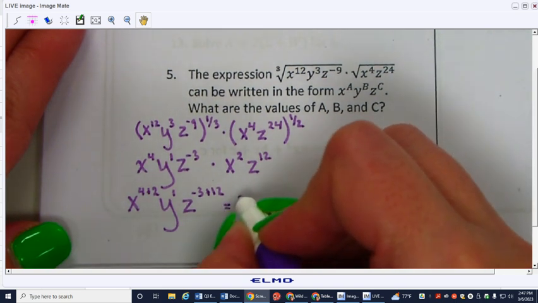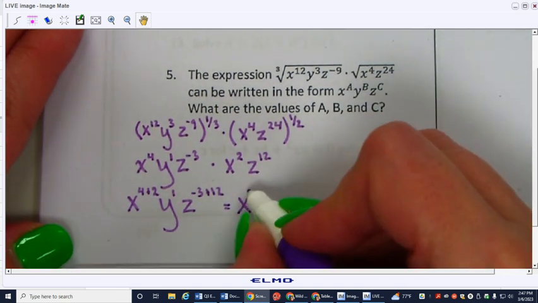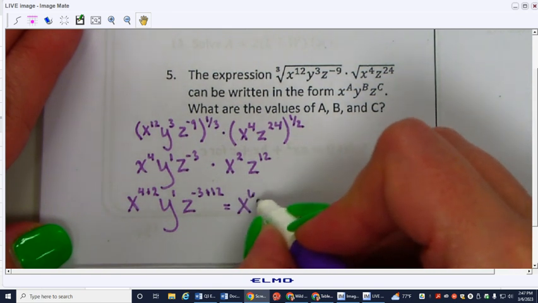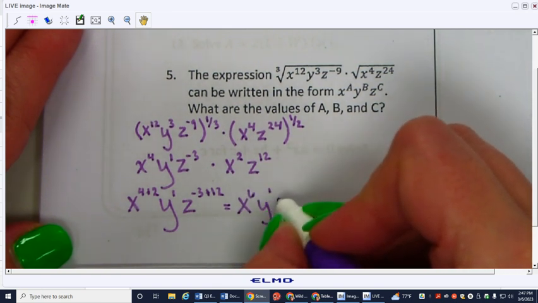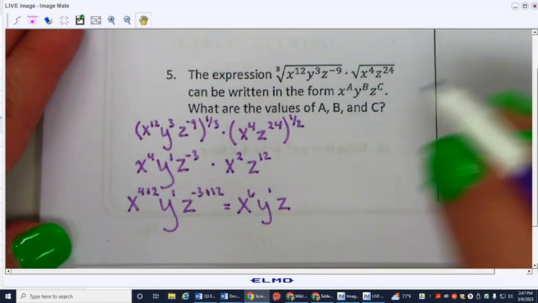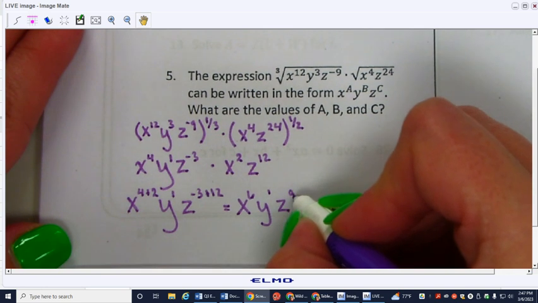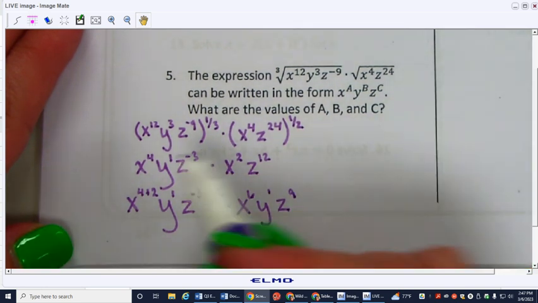So that's going to be x to the 4 plus 2 is 6. Y to the 1st is just going to stay y to the 1st. And z to the negative 3 plus 12 is z to the 9. How did you get the 4 plus 2?